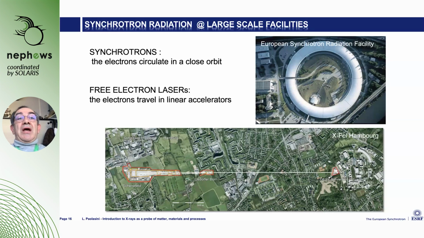Today, the large facilities are of two kinds. We have synchrotrons, in which the electrons circulate in a closed orbit, or free-electron lasers, in which the electrons travel in a linear accelerator. Here is a picture of the ESRF, the European Synchrotron Radiation Facility, based in Grenoble, and the other is the XFEL in Hamburg, with an accelerator more than 3 kilometers long.